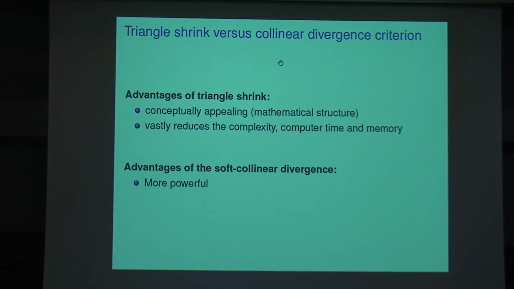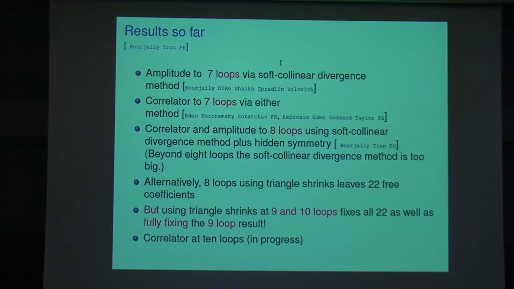Okay, so I probably already mentioned this. The soft collinear divergence thing is more powerful, but it gets more complicated to implement. And this guy is obviously very conceptually appealing. I'm just shrinking triangles and shrinking edges at the level of the graphs, but it's not quite as powerful as we've already seen at 4 loops. We needed the rung rule as well. But when you're getting to 8 loops and so on, this is the way to proceed.